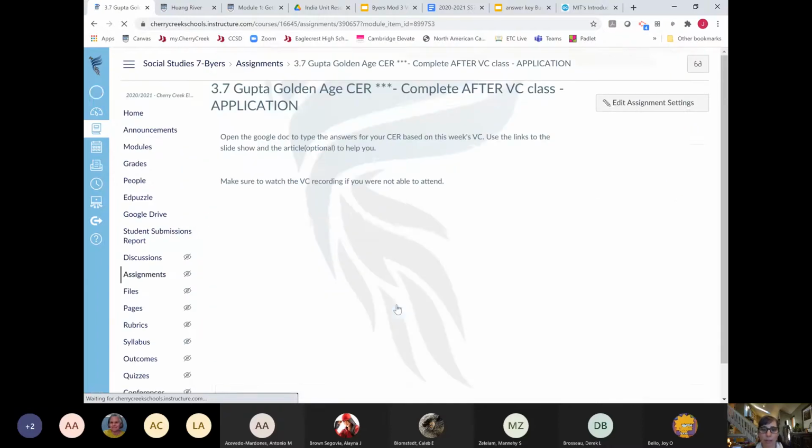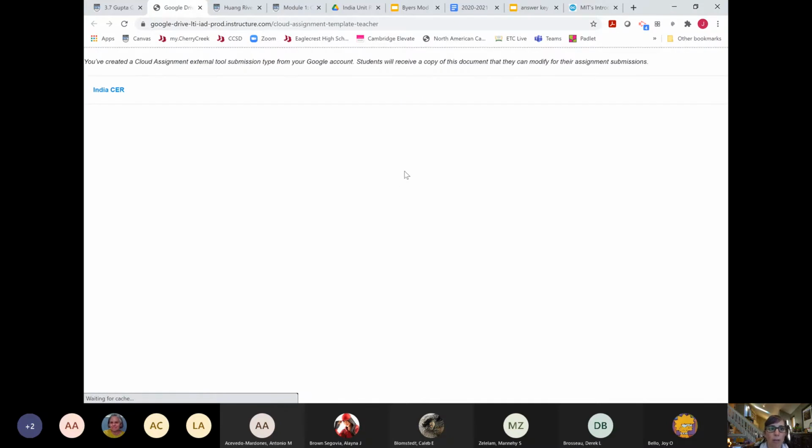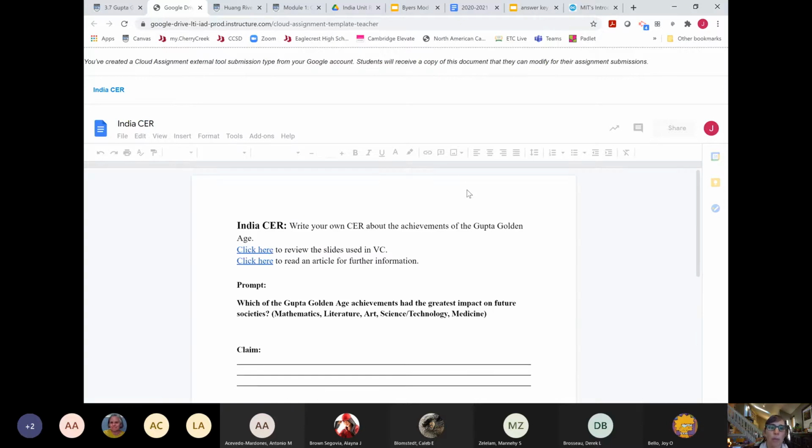And when you get into this, you'll see that it's another tool that needs to be loaded, and I've made it load into another browser for you so that it opens up another tab. So you'll click here and it'll open up a new Google Doc for you. Okay, and this is your Google Doc to type into and then to turn in when you're done with it. I'll give it a second. Okay, and here's your CER.